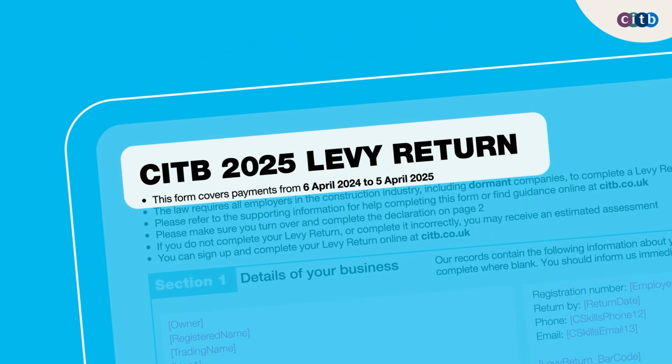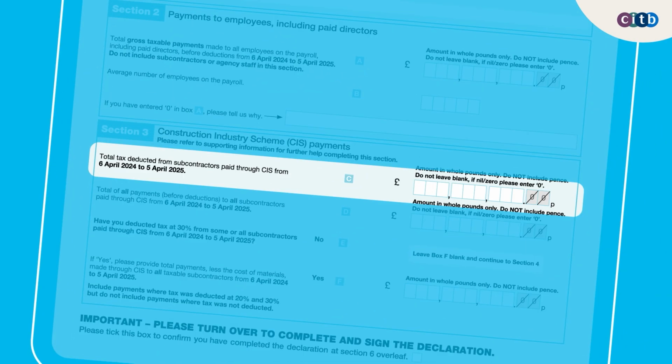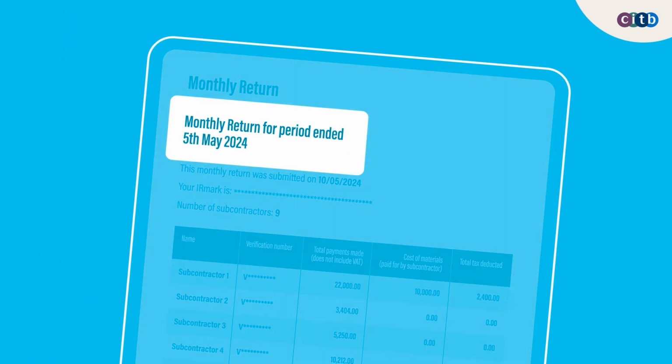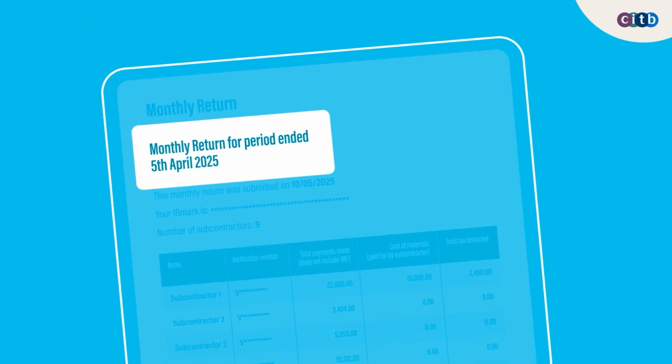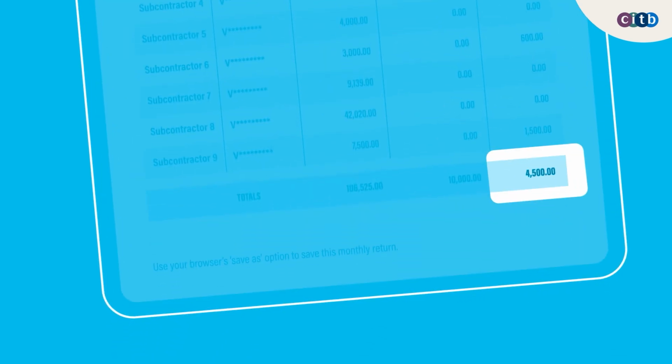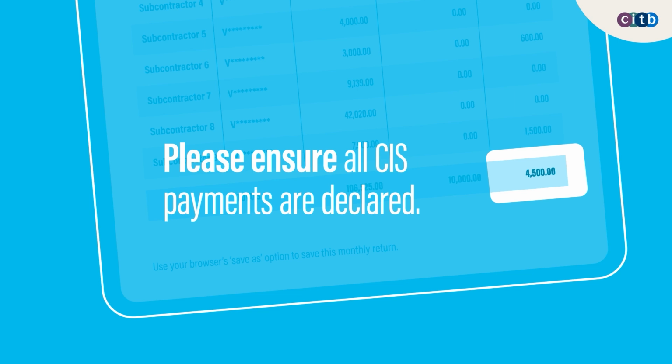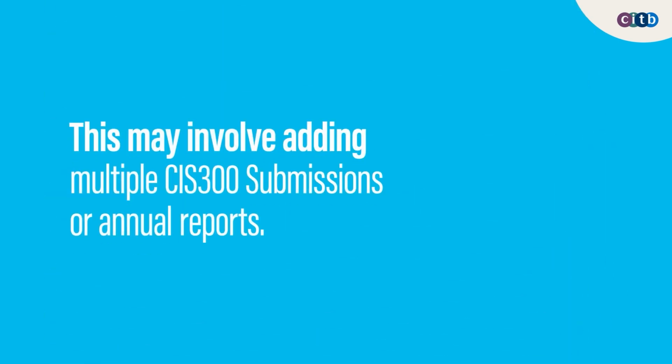For example, if you're completing the 2025 levy return, you'll need all monthly CIS returns from May 2024 to April 2025. If you have more than one establishment, please ensure all CIS payments are declared on the levy return. This may involve adding multiple CIS 300 submissions or annual reports.